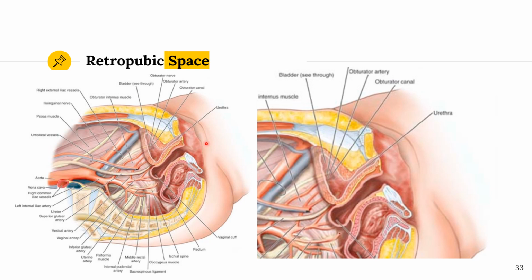So this is the overall sagittal section, but as we enlarge the diagram, we can see here, this is the urethra, this is the bladder, and this is the vagina. In this diagram, this is a vaginal cuff, there is no uterus. So we'll go to the vagina and we'll see the urethral opening. This is the urethral opening and this is the vagina.